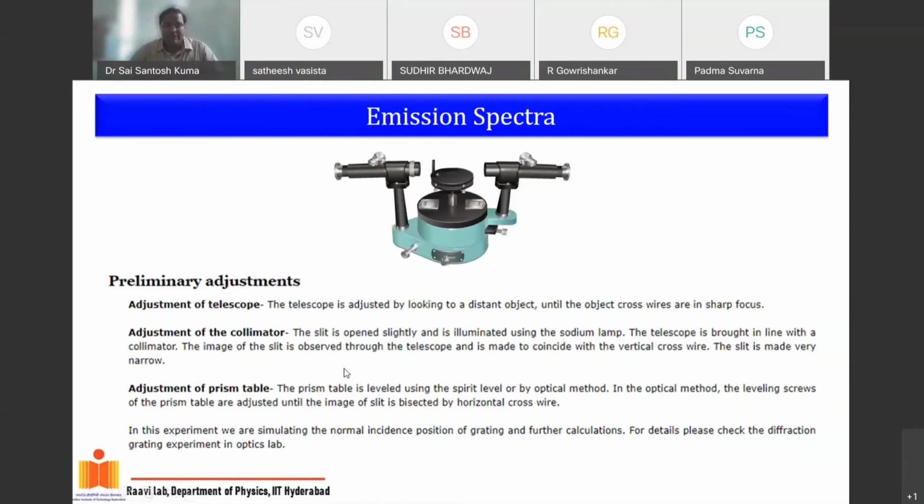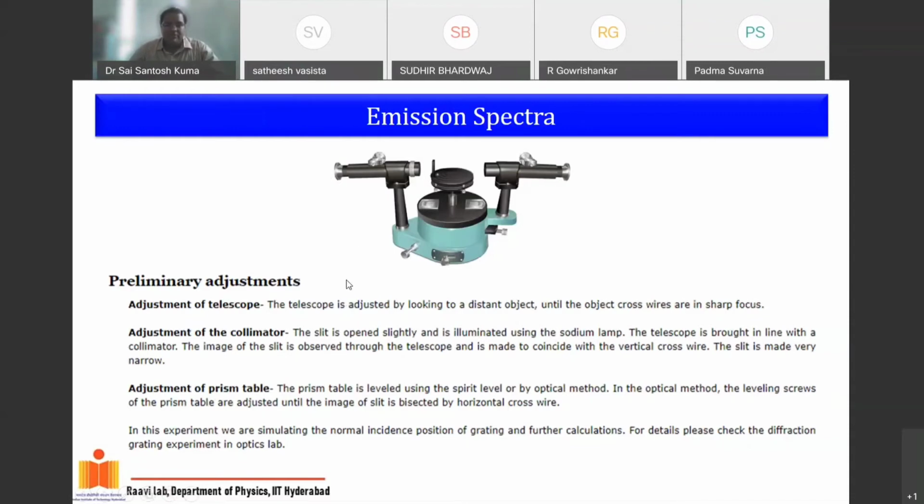The slit is opened slightly and is illuminated using a sodium lamp. This is what you do in a real life spectrometer, so I'm just telling you the same thing here. The telescope is brought in line with the collimator. So make sure you make both of them linear, in a straight line, and you observe one from the other side. You observe from the eyepiece how the slit is focused. That's how you adjust the collimator.